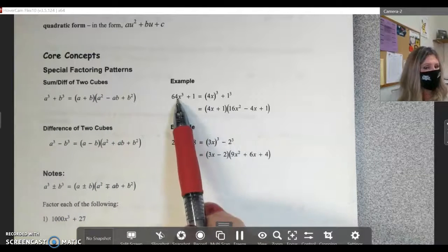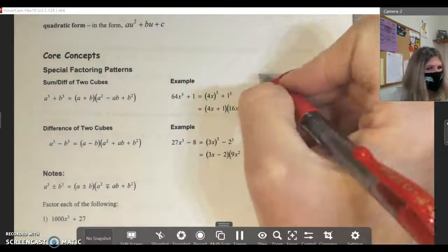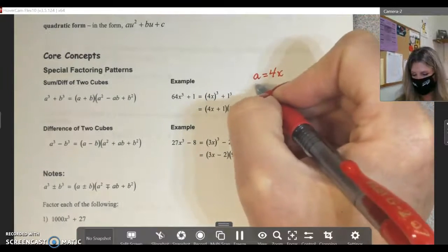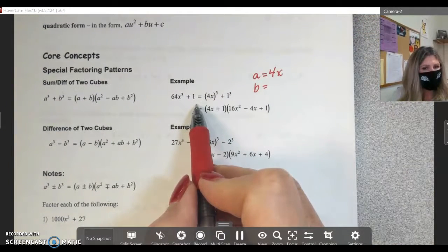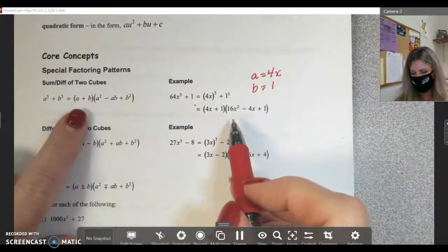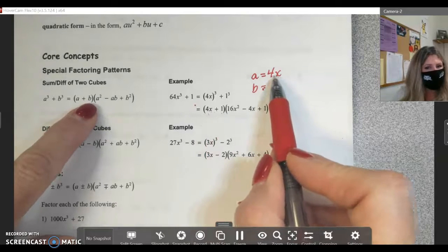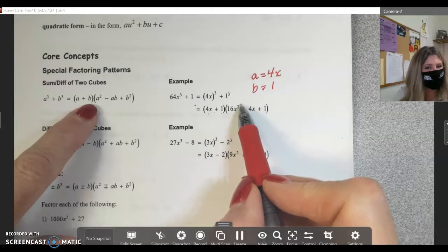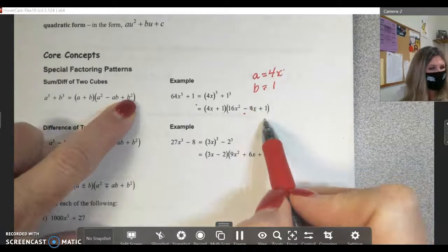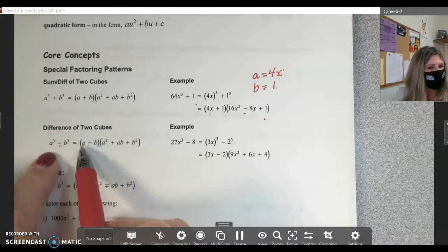Look at this example. What is the cube root of 64? 4. So in this case, a would be 4x. What is the cube root of 1? 1. So here's our a, here's our b. We just plug it into the formula. It's going to go 4x plus 1. We take the a and we square it, and we get 16x squared minus a times b plus b squared. That's the formula.